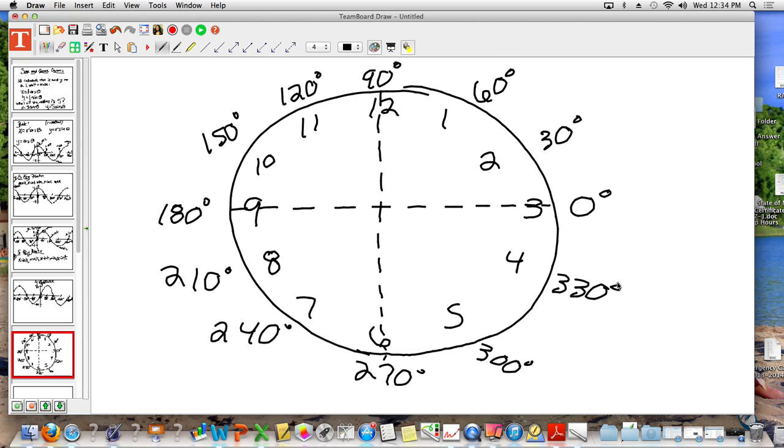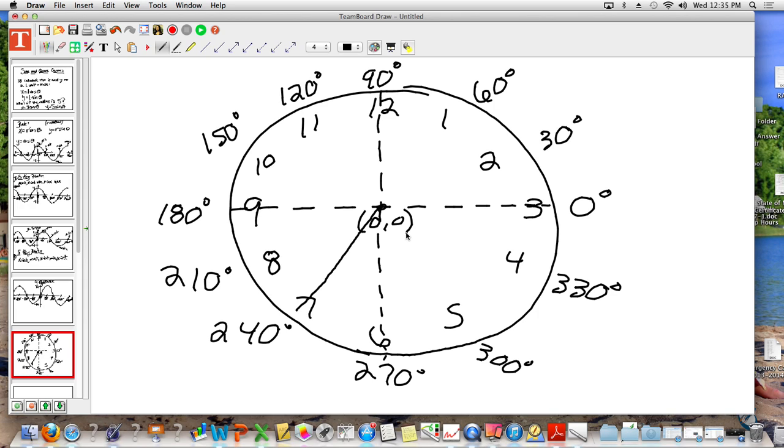Okay. What I want you to do now is draw in a minute hand. Of the 2 hands on a clock, the minute hand is the longer one, and the hour hand is the shorter one. Draw in a minute hand at 7 o'clock. Draw it right to 7 o'clock. Right here at the middle of the clock, we would call that the origin, 0, 0.